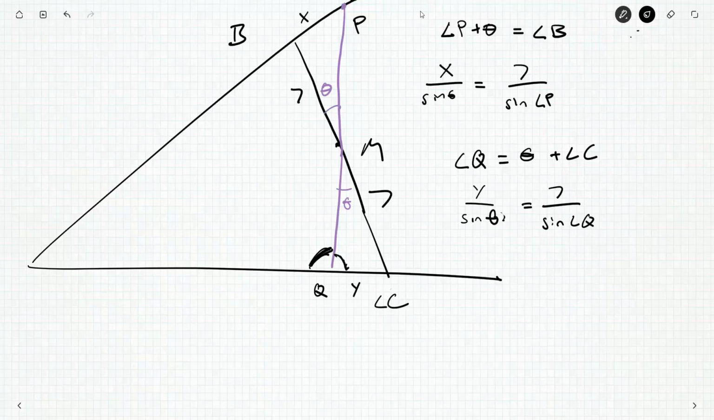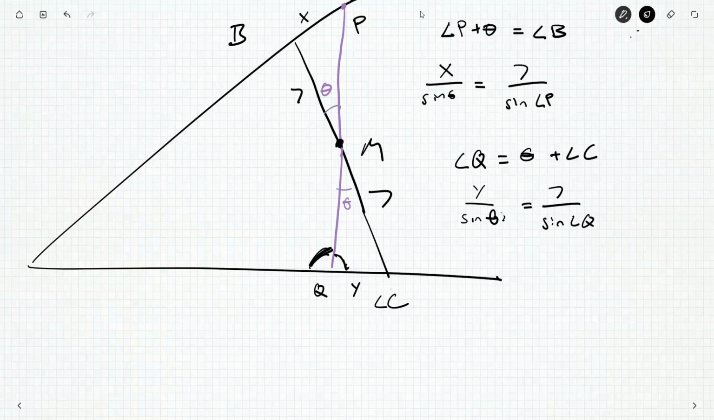Now I know angle P and angle Q add up to 120. That's fine. So this is turning out to be really hard.